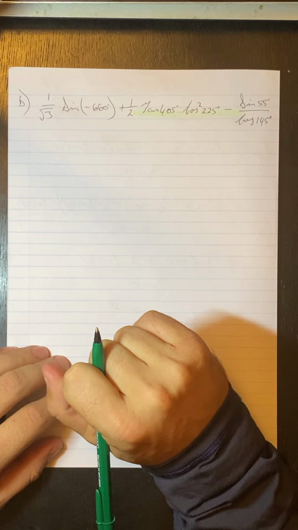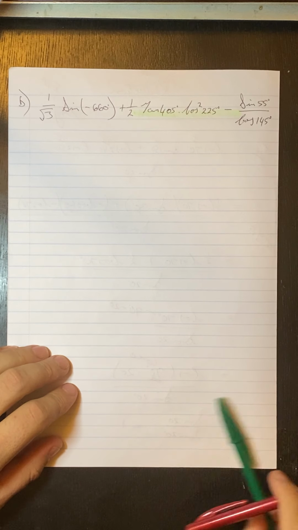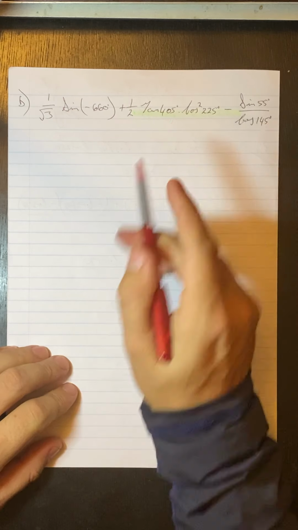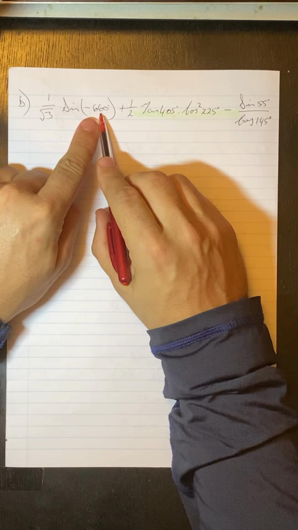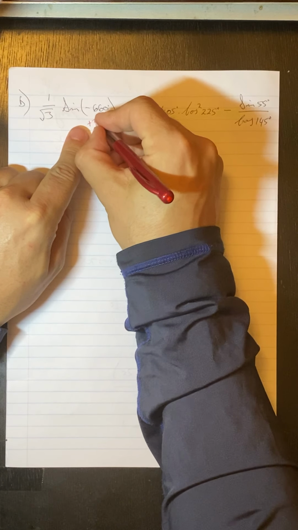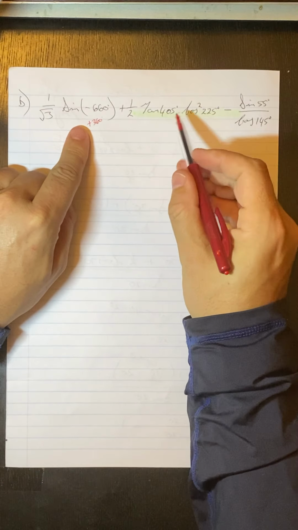Okay, so the first thing I'm going to do is try and reduce some of these angles and just help us out a bit. So I can see I've got a big negative angle here, so I'm going to add 360 to that until I get my very first positive angle.